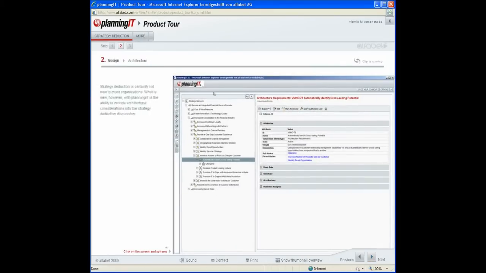Architecture. Strategy deduction is certainly not new to most organizations. What is new, however, with planningIT is the ability to include architectural considerations into the strategy deduction discussion. planningIT enables the user to associate parts of the architecture with strategic intentions, and thus understand the effects of certain intentions before deciding on actions that may prove to be disadvantageous for the enterprise later on.